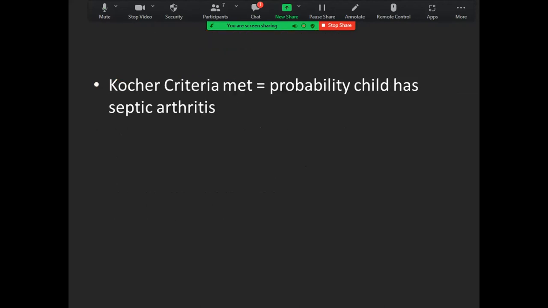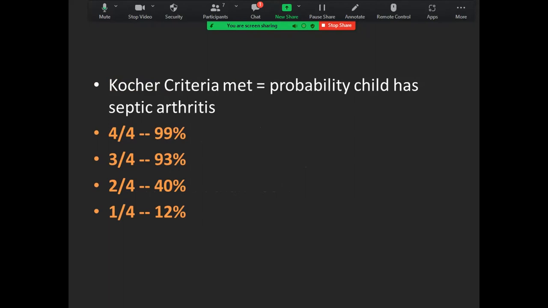So according to Kocher's criteria, if all four criteria are present, then your chance of infection is 99%. If three of them are present, then it is 93%. If two are present, then it is 40%. If only one criterion is present, you are still suspecting osteomyelitis and septic arthritis in 12% of the cases.